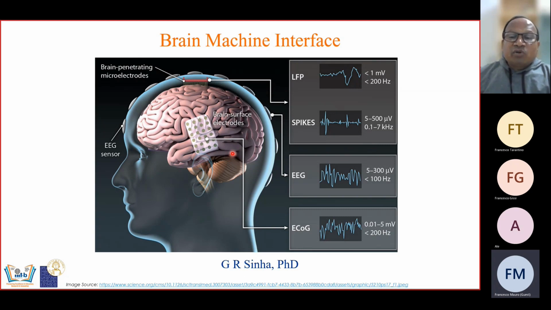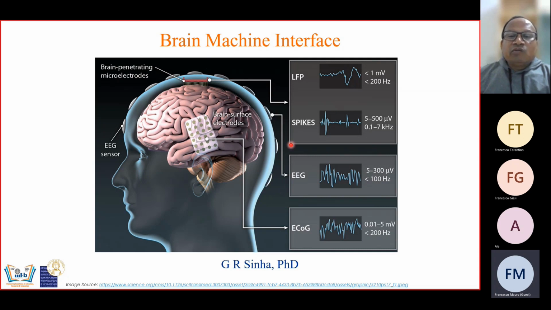You look at what kind of modalities you are trying to capture. If you are interested in EEG, this picture is really very interesting. EEG, the range of signal is from 5 to 300 microvolt. The frequency is less than 100 hertz. How does it look like this? And where do you place the electrodes? At the scalp. Look at this very interesting diagram. And then go a little further.